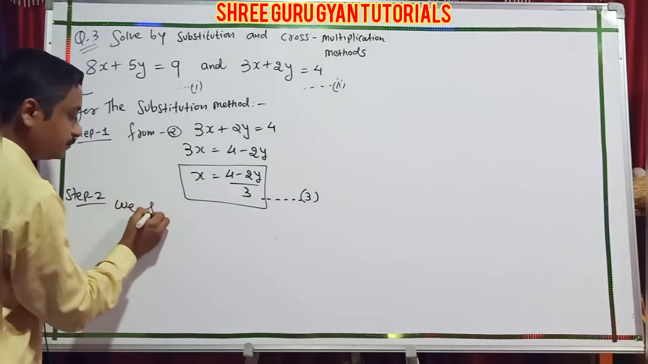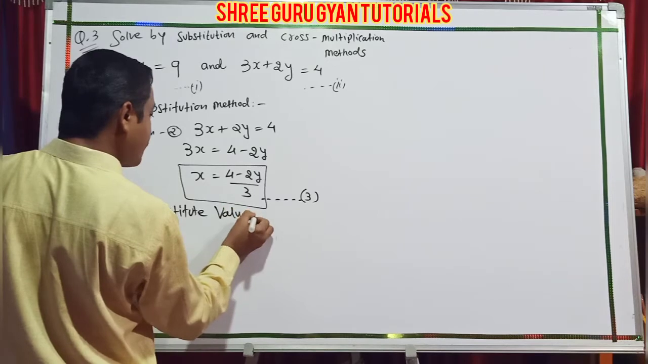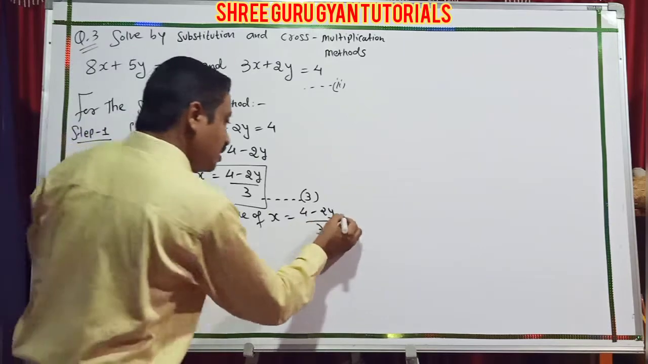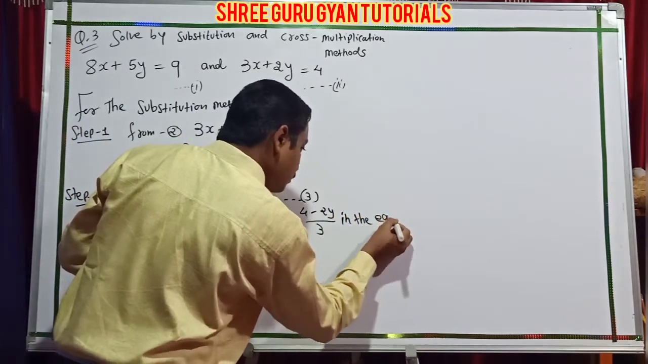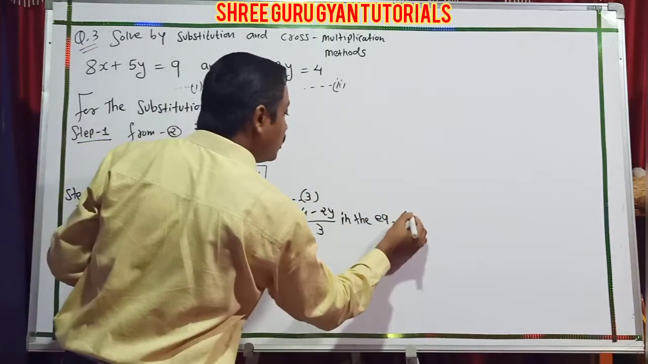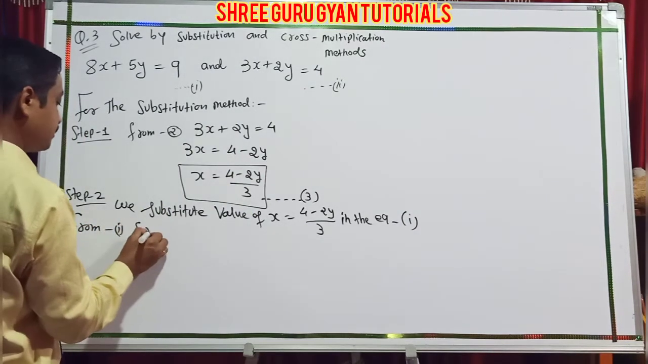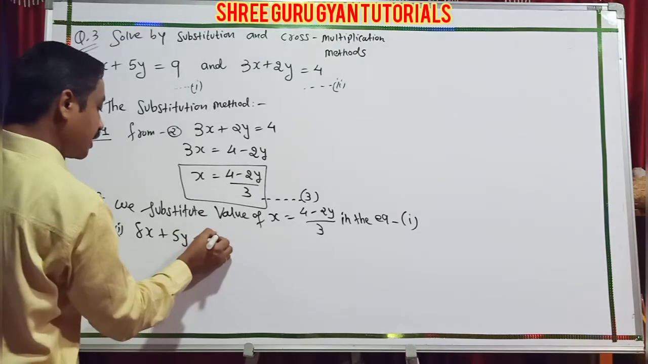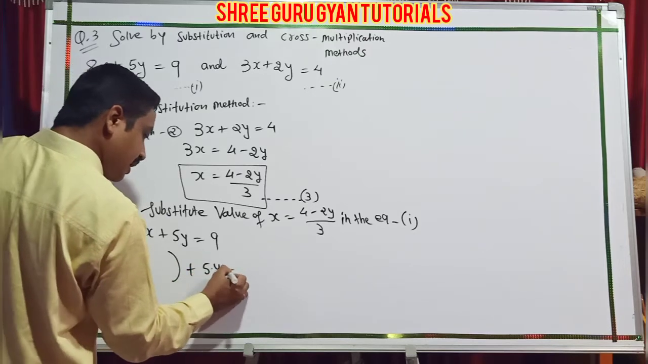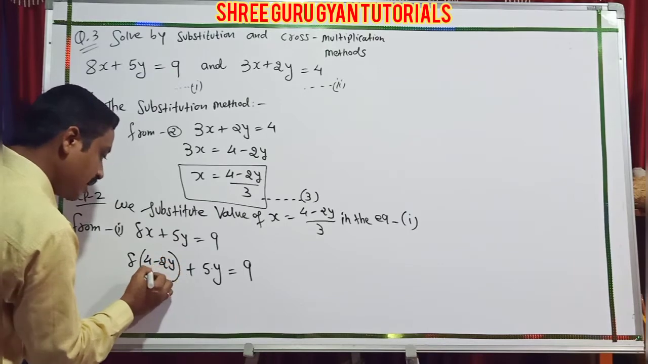We substitute the value of this x, 4 minus 2y by 3, in the equation. Which equation do you start from? From 2. So substitute in equation number 1. From 1, it is 8x plus 5y is equal to 9. So 8x is known, 5y, and is equal to 9. What is x? 4 minus 2y by 3.